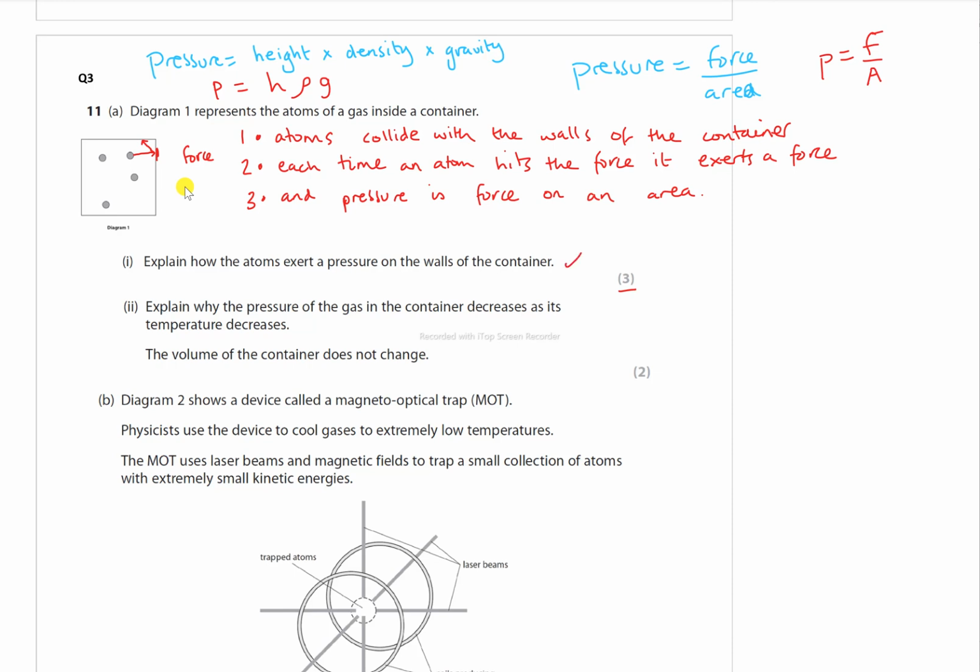That's that done. Explain why the pressure of a gas in a container decreases as its temperature decreases. The volume of the container does not change, so it's a 2 marker. So look, with this we know, first of all, as temperature decreases, kinetic energy decreases.